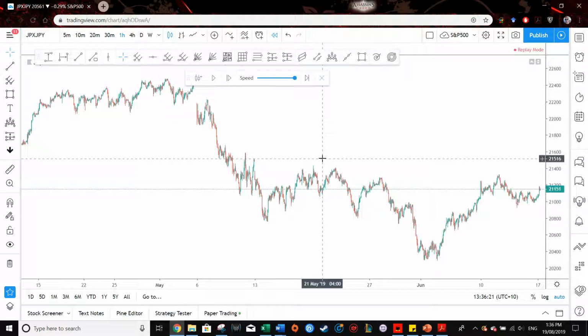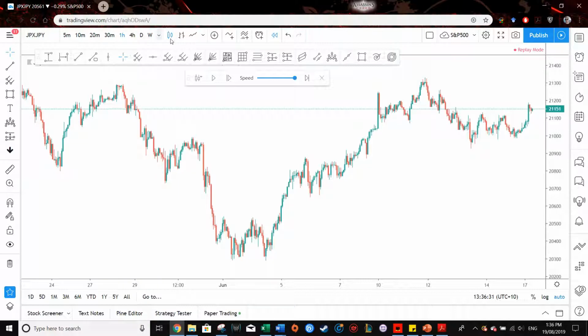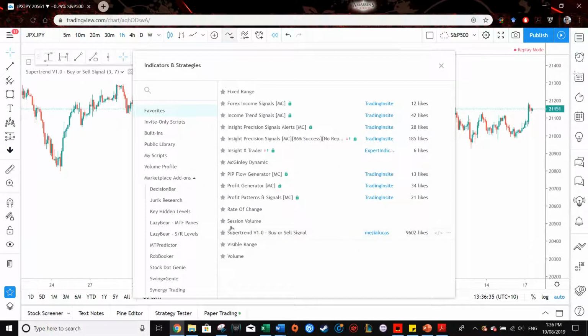I'll bring up some analysis. Look, this needs... can you zoom in? This is going to require some serious analysis. I'm going to start off with SuperTrend.